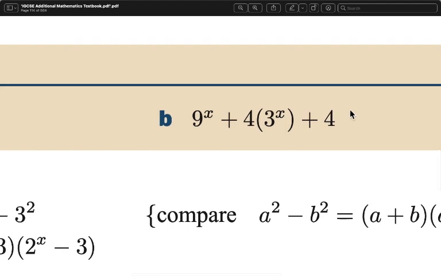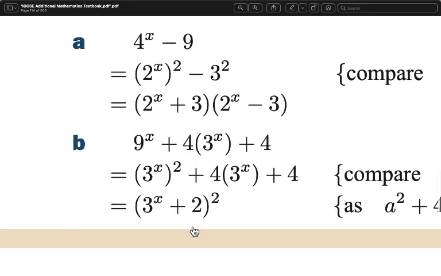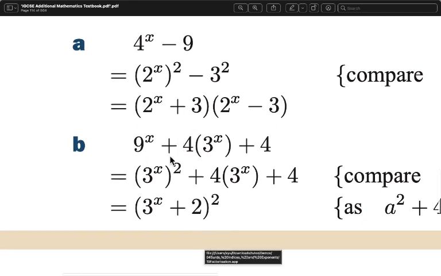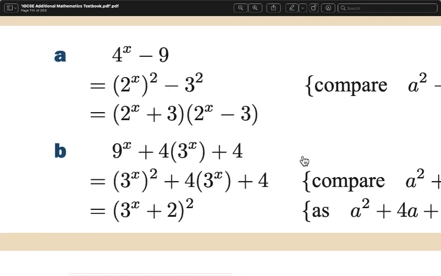Now look at another expression, 9 to the power of x plus 4 times 3 to the power of x plus 4. Now look at the properties of these numbers. 9 is 3 squared, 4 is 2 squared. So breaking down the 9 to the power of x first, it becomes (3 to the power of x) squared, plus 4 times 3 to the power of x, which stays the same, and the constant stays.